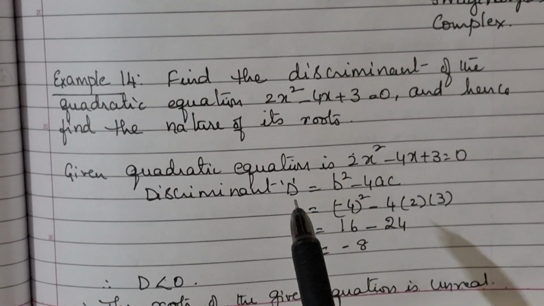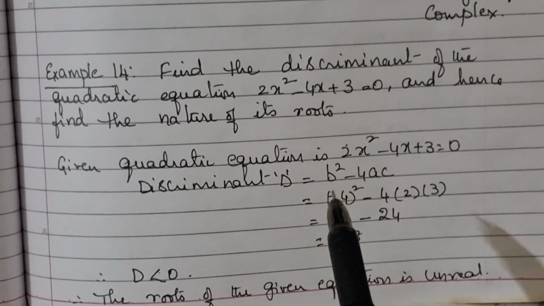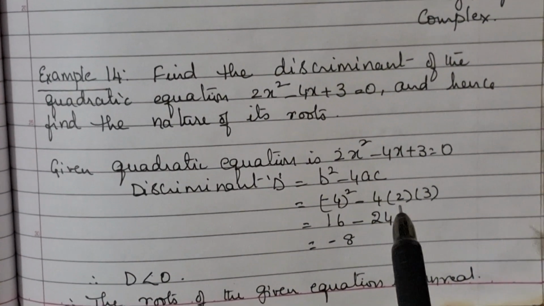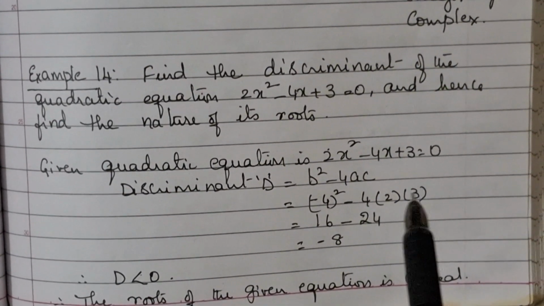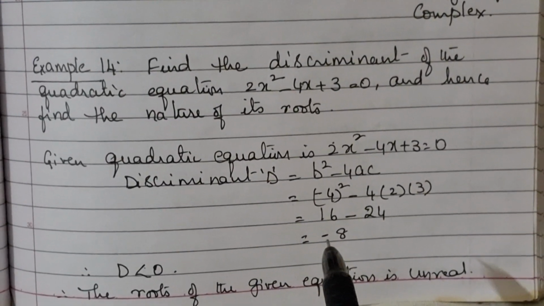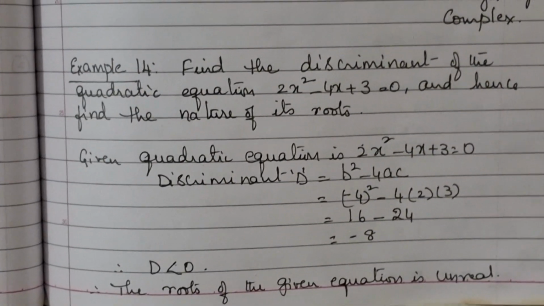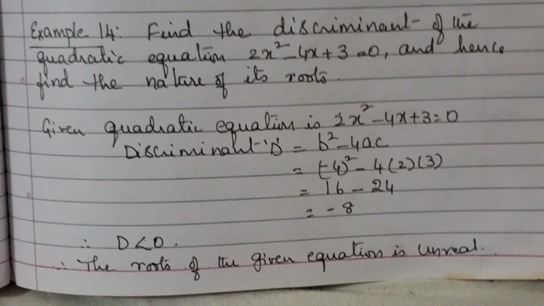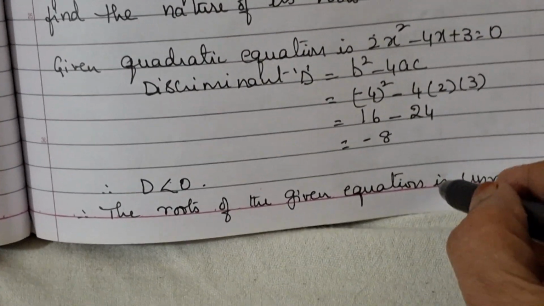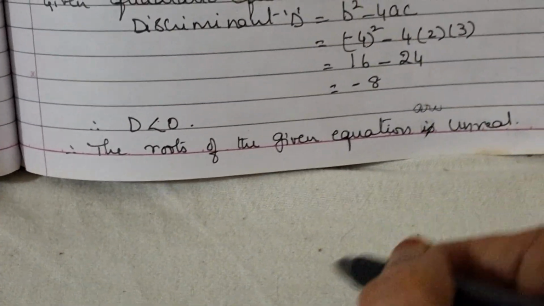Let us find the discriminant D, that is b square minus 4ac. b is minus 4, the x coefficient, so minus 4 whole square minus 4 into 2 into 3. Minus 4 square is 16, minus 4 2s are 8, 8 3s are 24. So its value is minus 8. That means the discriminant is less than 0. So the roots of the given equation are, don't write "is" children, it is "are", roots are unreal. Okay, children?